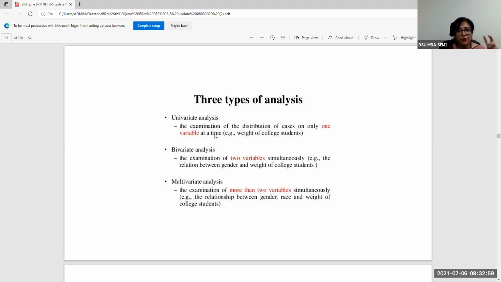50%. So if you're doing analysis with one question at a time in your questionnaire, one variable at a time, that is univariate analysis. So it is the examination of the distribution of cases on only one variable at a time, right? So anything, it could be the weight of college students you've asked, or the income of a person, all of that. So only the income part of the questionnaire is dealt with one at a time.